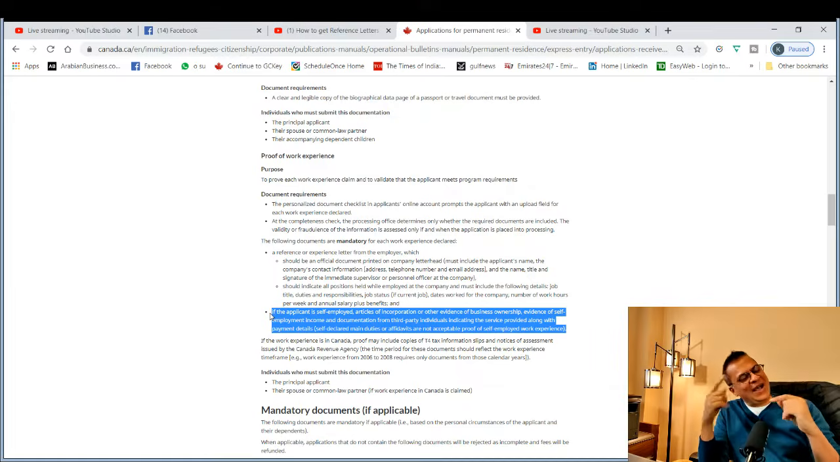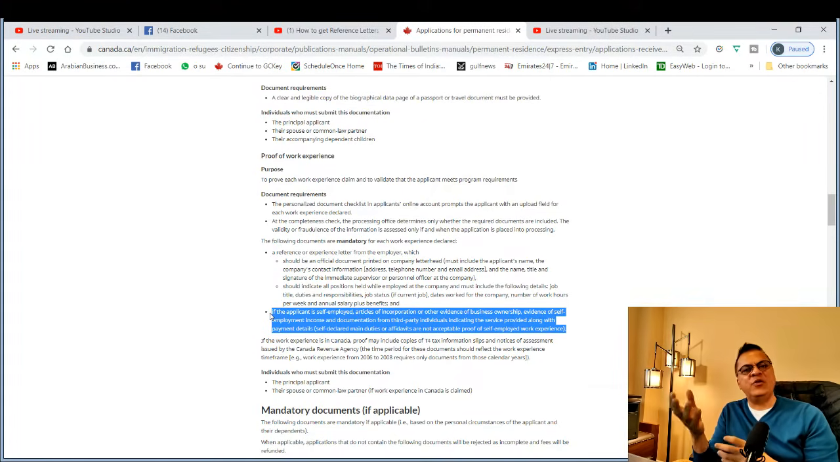So you will provide documents to prove your work experience by way of reference letters from your clients, okay? Your clients, your third-party clients, your vendors, people who you've been providing services to, they need to give you these documents to show that you have been performing these duties, and that is what will establish your work experience as a self-employed individual.